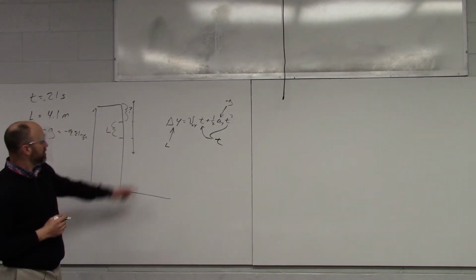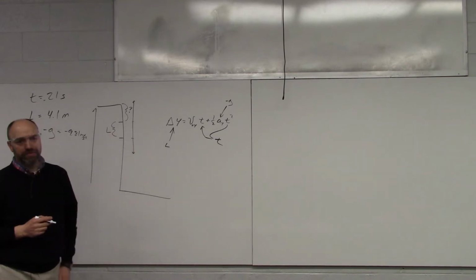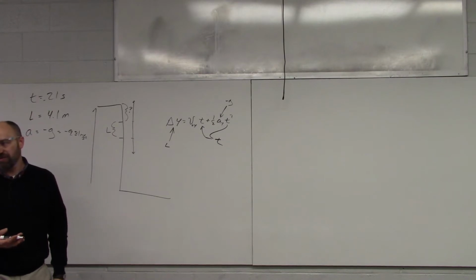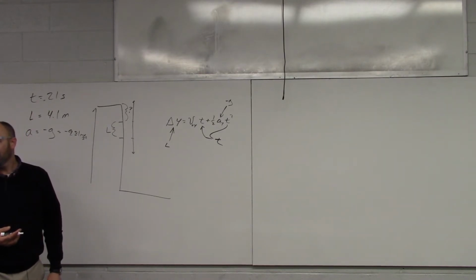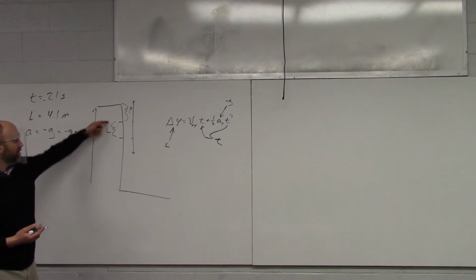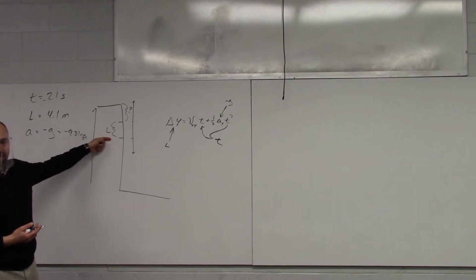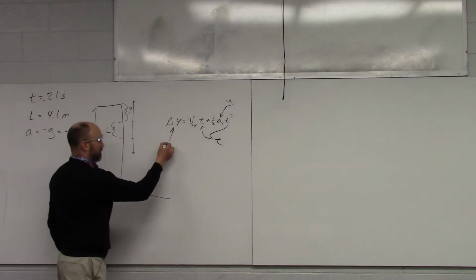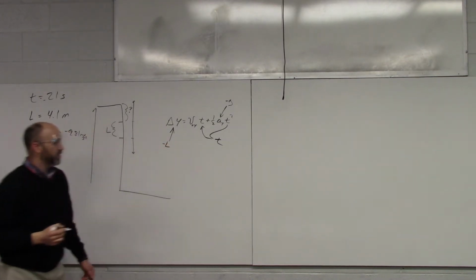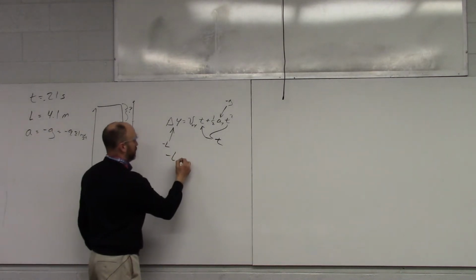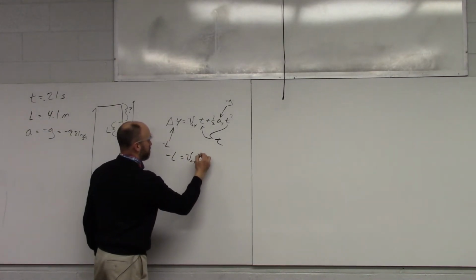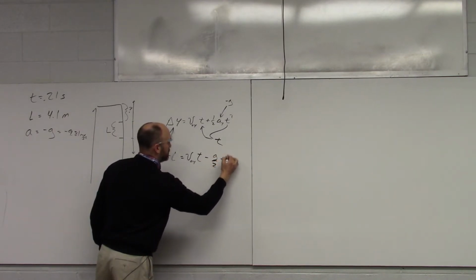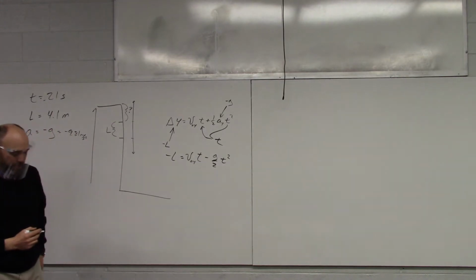Is that delta y positive or negative? Should I put in a positive L or a negative L? And how do you know? Why is it negative L? It starts high, ends low, right? That's what a flower pot is, isn't it? It's fallen. So this should be a negative L, so I said that wrong. That should be a negative L. Okay, so let's write this out. Negative L equals V naught Y times T minus g over 2 T squared. How are we going to get V naught Y?